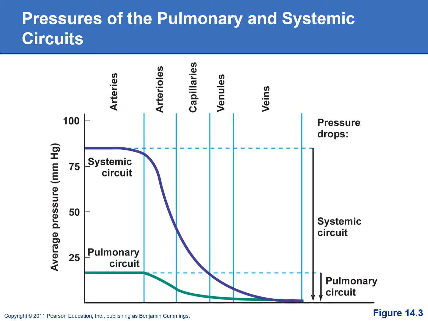So start with this graph. This is really important to understand. It's showing you the systemic circuit here in blue, and you can see that the mean arterial pressure coming out of the left ventricle right into the aorta, remember, that's up about 85. But then by the time the blood circulates and gets down to the vena cava, right before it enters the right atrium, the pressure goes down to about zero. In the pulmonary circuit, the pressure in the pulmonary artery is about 15, and then by the time you get to the pulmonary vein, the pressure will drop down to zero.